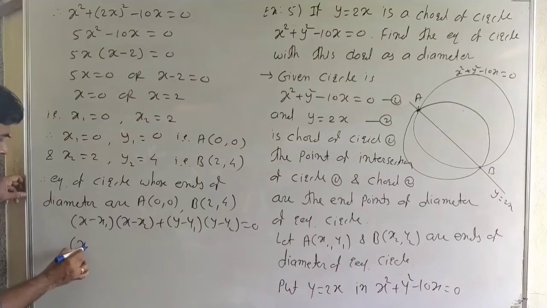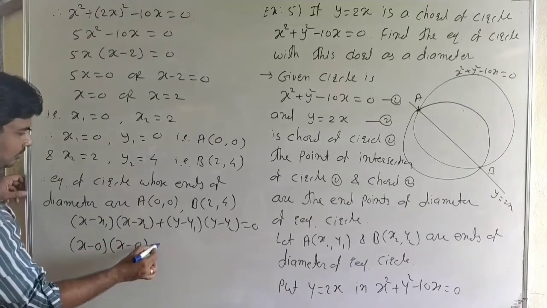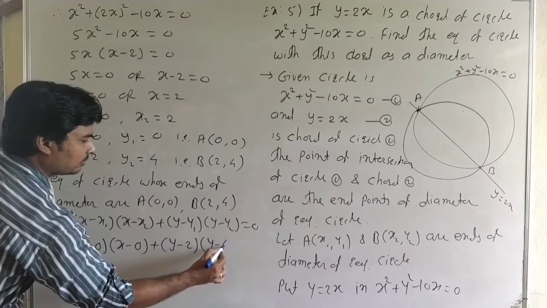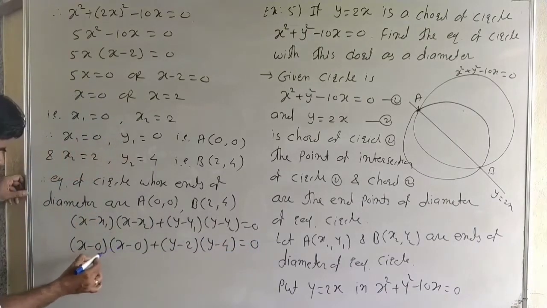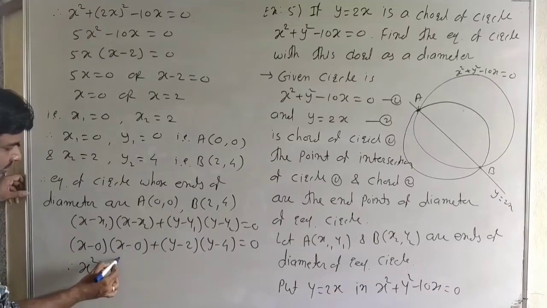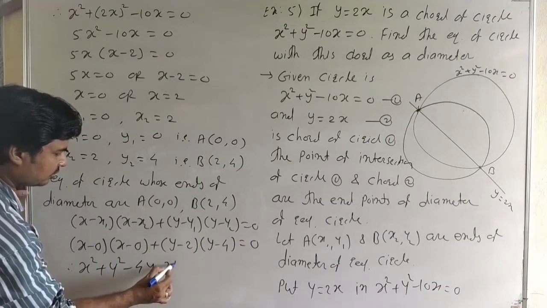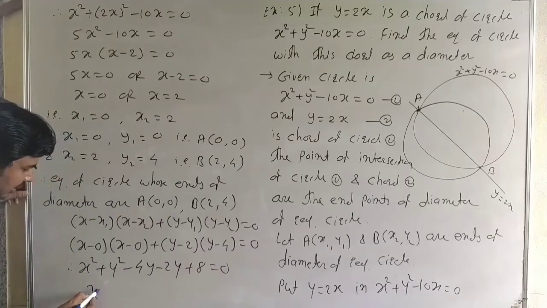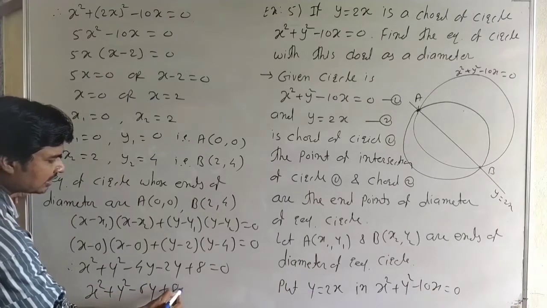So, (x minus x1)(x minus x2) plus (y minus y1)(y minus y2) is equal to 0. Then it is x square plus y square minus 4y minus 2y plus 8 is equal to 0. And therefore, the equation of the required circle is x square plus y square minus 6y plus 8 is equal to 0.